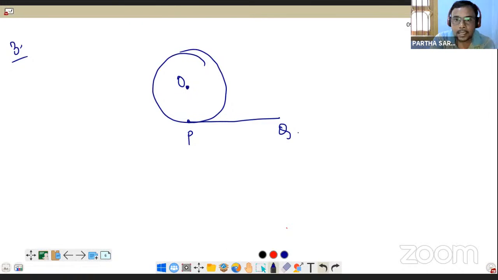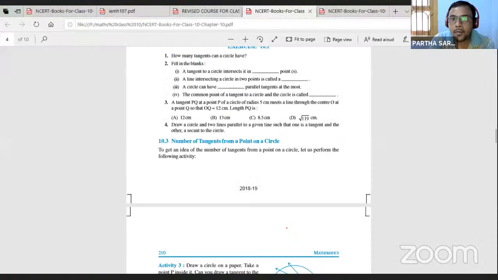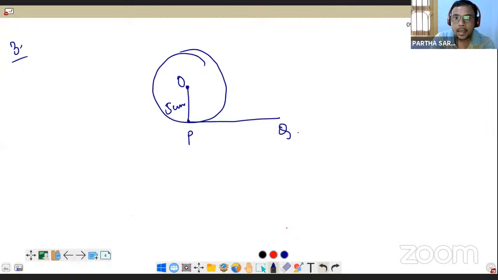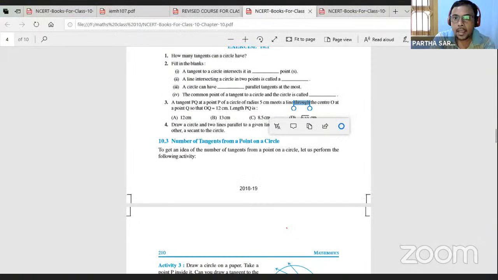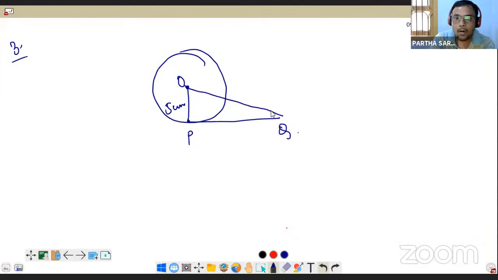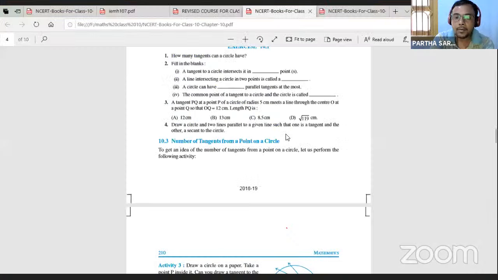So they say that a tangent PQ at a point P of a circle of radius 5 centimeter. So let us draw the radius, this one, which is 5 centimeter. Now they say that it meets a line through the center O at a point Q, so that OQ is equal to 12 centimeter. They want you to find out the length PQ. You have to find out this length. So how to find out?